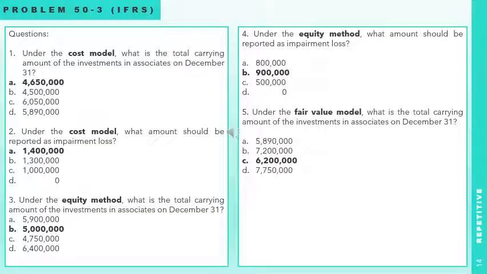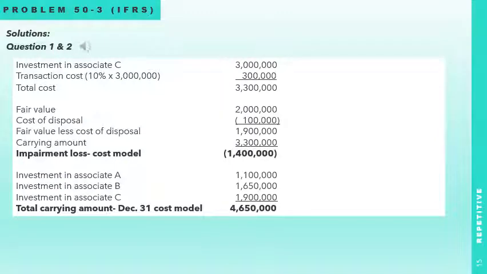Dito po sa question number 2, ang hinahanap naman po natin dito is impairment loss under the cost model. So under the cost model, the investment in associate is initially measured at the transaction price including transaction cost. Ito po ay parehas lamang po ng way ng pagkuha ni Mr. Peregrine kanina. So to get the total cost, we need to add the investment associate of C amounting to 3 million to transaction cost na 300,000, and we have now the total cost which is 3,300,000. After that, we also need to deduct the cost of disposal to fair value to get the fair value less cost of disposal. 2 million minus 100,000 is equal to 1,900,000.